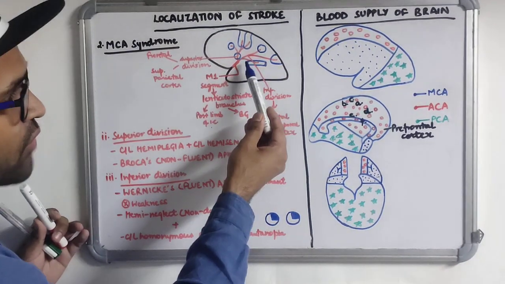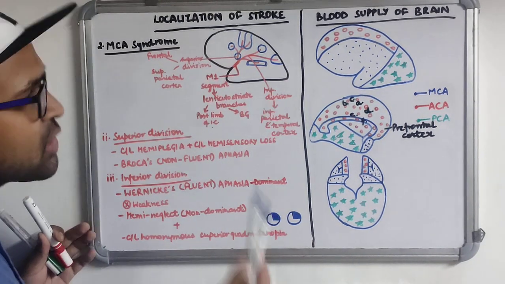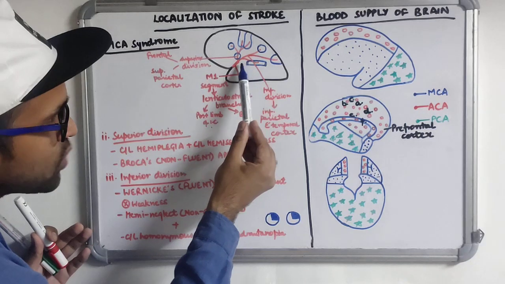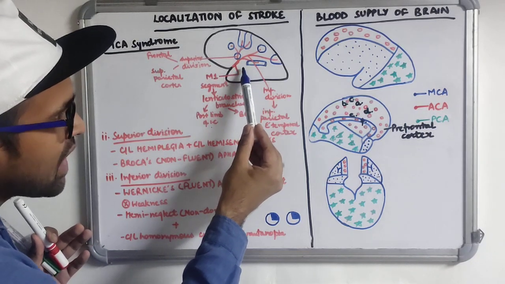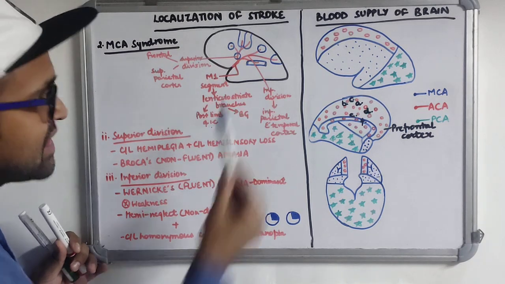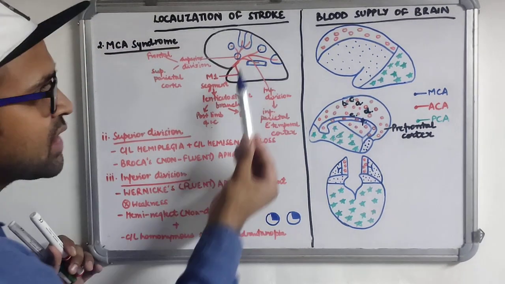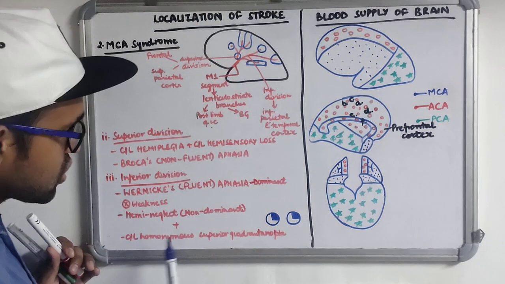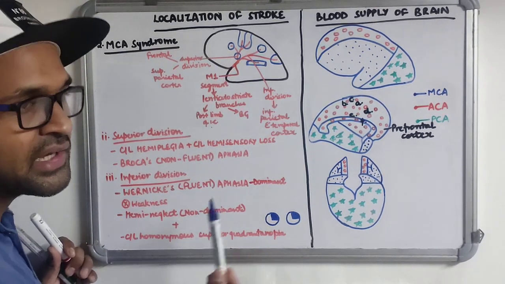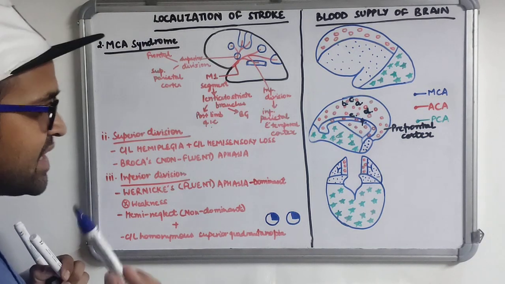Now, a part of the geniculocalcarine fibers, a part of the optic radiation, loops towards the temporal pole and then goes towards the visual cortex. This loop is known as Meyer's loop, and due to involvement of Meyer's loop, there is contralateral homonymous superior quadrantanopia, which is also known as pie in the sky.